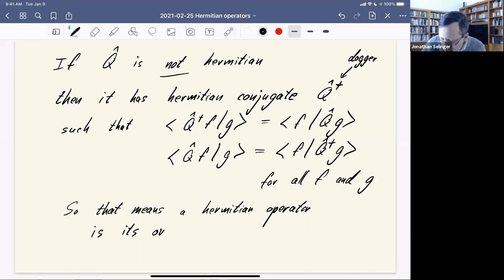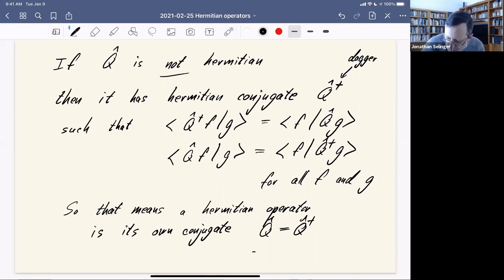Its own conjugate. So Q equals Q dagger. Okay, so if it's a Hermitian operator, then Q and its partner, Q dagger, are the same thing. But if it's not a Hermitian operator, then Q and Q dagger are different things.